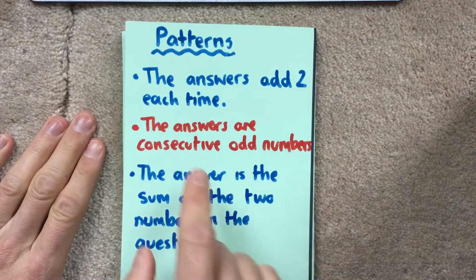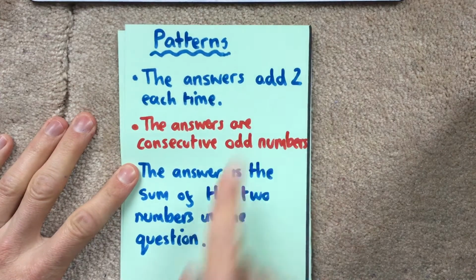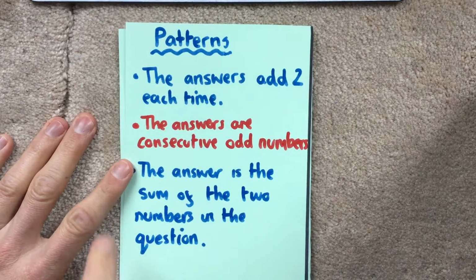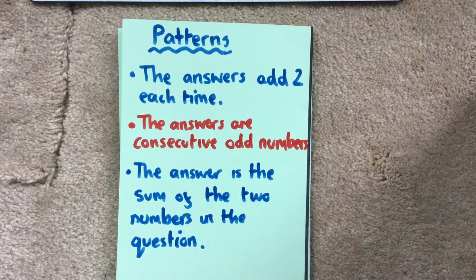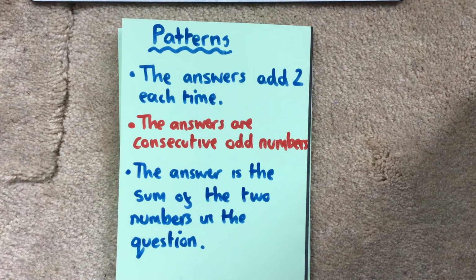I noticed that the answers went up by 2 each time. I noticed that the answers were consecutive odd numbers. It started at 3, went to 5, 7, 9, and so on. And I also spotted that the answer was the sum of the 2 numbers in the question.